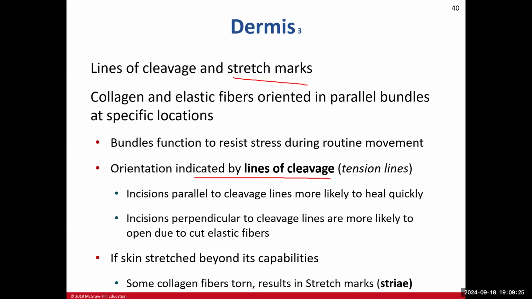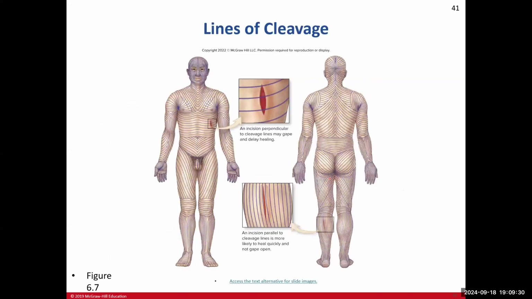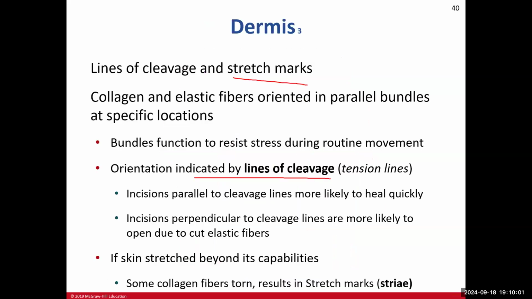So if they know the orientation, if they make an incision that's parallel to the orientation, like in this next slide, if you make an incision that's parallel to the orientation of those collagen and elastic fibers, you get a smaller wound and a smaller scar. If you go perpendicular to those lines of cleavage, to those collagen fibers and elastic fibers, you're going to get a larger wound and thus a larger scar. So that's what this picture is showing you, right? The different presentation for those collagen and those elastic fibers there.